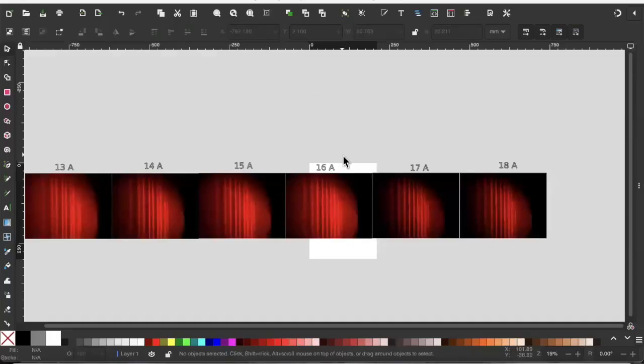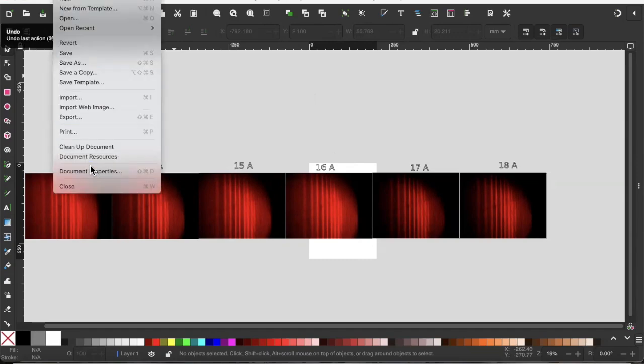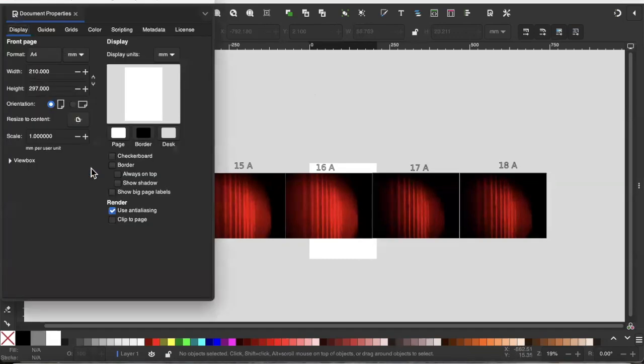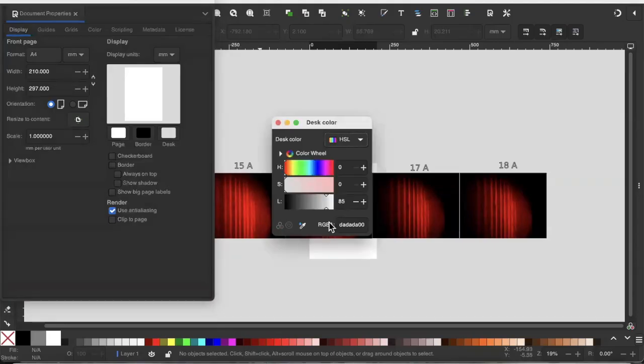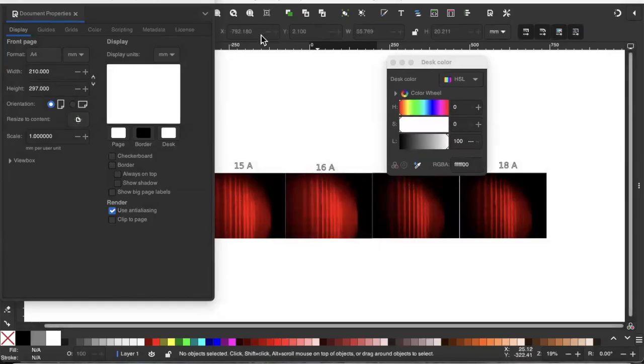Hey people, if you are like me and this white background bothers you to no end, the way to fix that is going into Files, Document Properties, and then click Desk, and you see how it's not quite white? You can drag the slider, make it all the way white. Just looks so much nicer to me. Figured it would bother some people too.